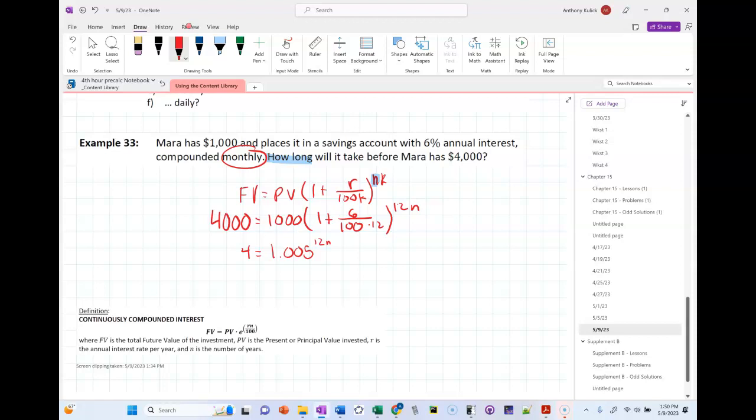What do I do next? I've got to cancel out that exponent base of 1.005, right? So I use a log. Good. Which base log do I want to use? I want to use the same base as my exponent.